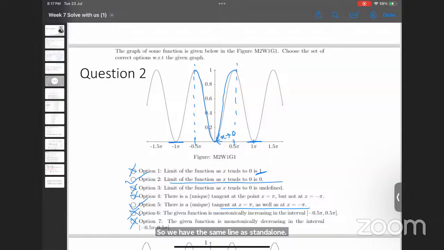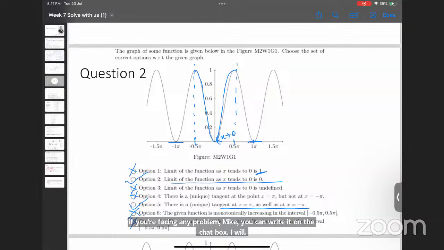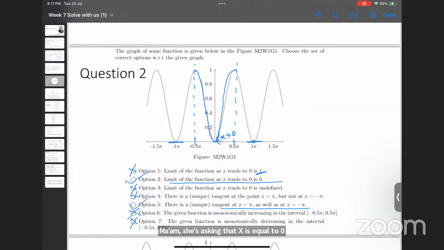If you are facing any problem, you can write it on the chat box. Ma'am, she's asking that x equals 0 passes through both points, so how can the tangent be unique?